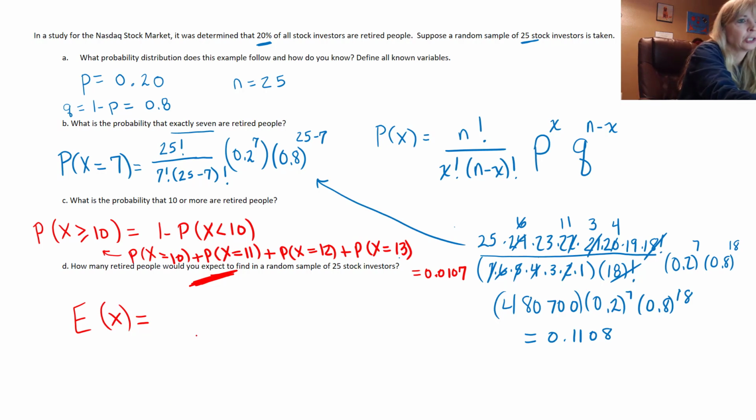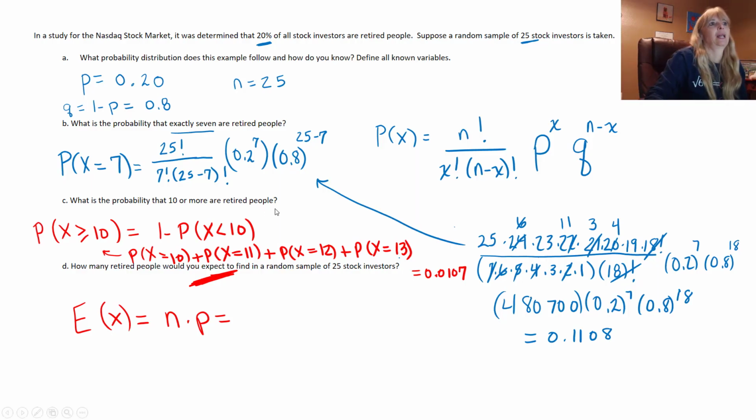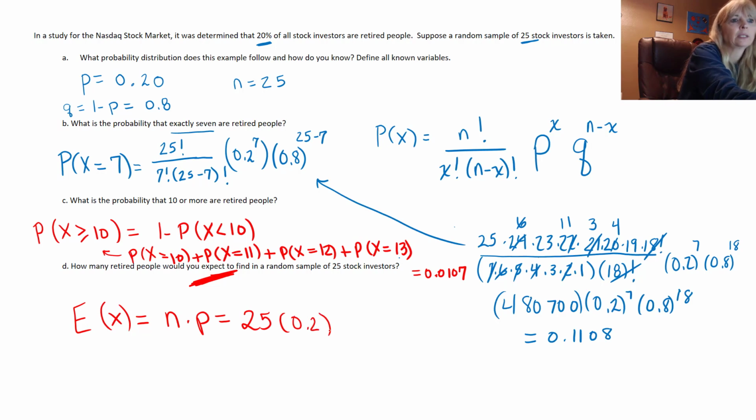So the formula is just n times p. And n is our sample size. So 25, my sample size, and then times my 0.2, right? So my sample size times my probability. And if you multiply that, you should get 5, which says how much you should expect to get. And that's all, folks.